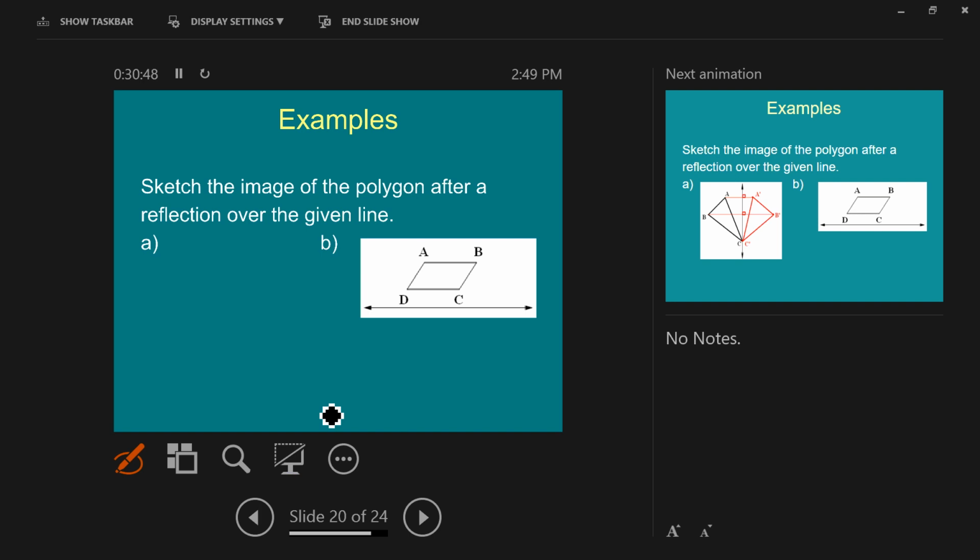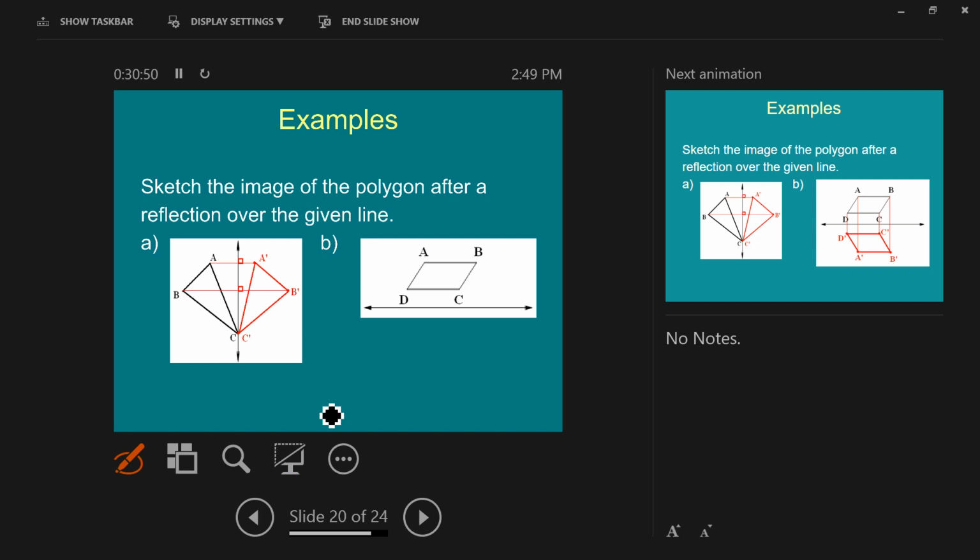Okay, so for figure A, if I was to reflect that shape across, A and A prime should be directly across from each other, B and B prime directly across from each other, C and C prime directly across from each other. Right? You can see they drew these lines here to show that they are perpendicular, they do form that right angle.